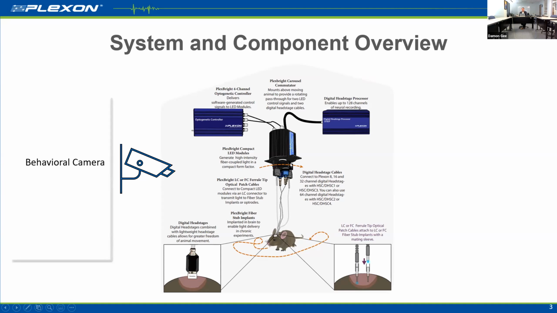So we have several models of commutators available, including both motorized and non-motorized, depending on animal model, and you can support anywhere from 1 to 4 recording head stages in addition to the 2 compact LEDs. And just since we're talking about head stages at this point, the head stages can support anywhere from 8 channels individually all the way up to 128 channels. So there's quite a bit of flexibility here.